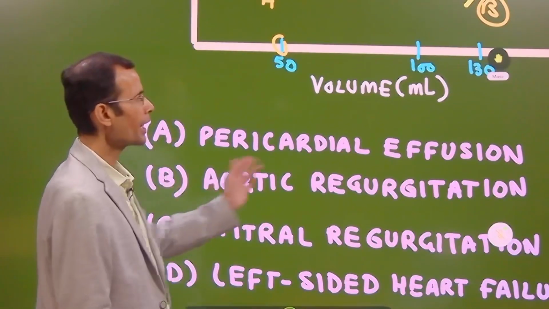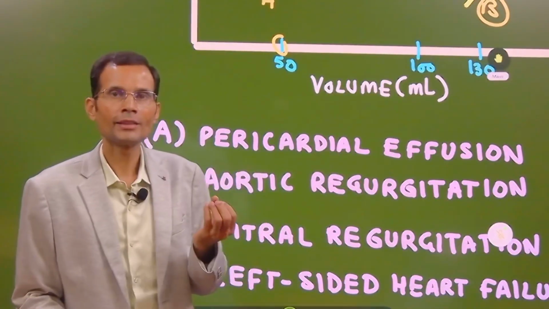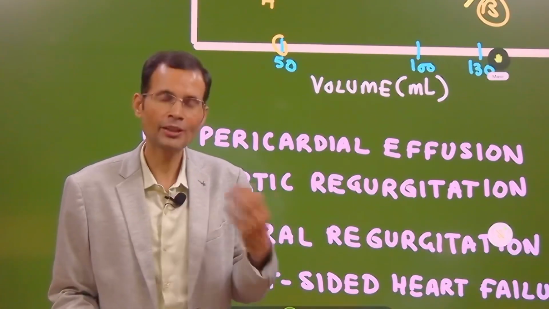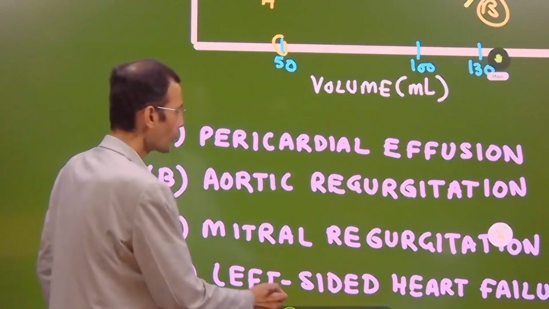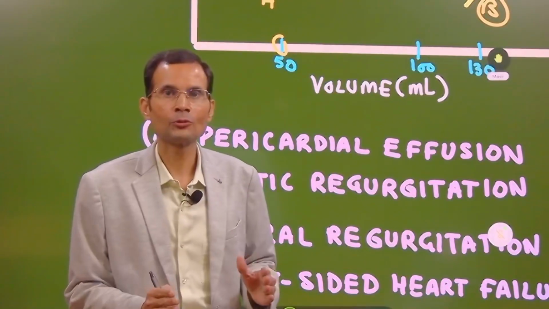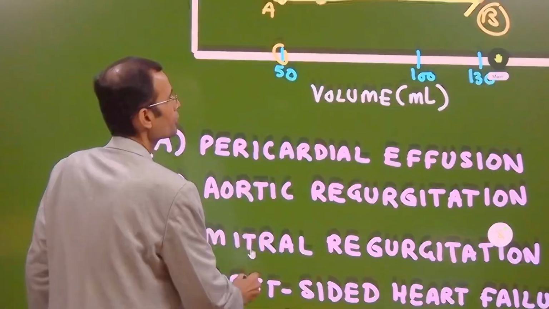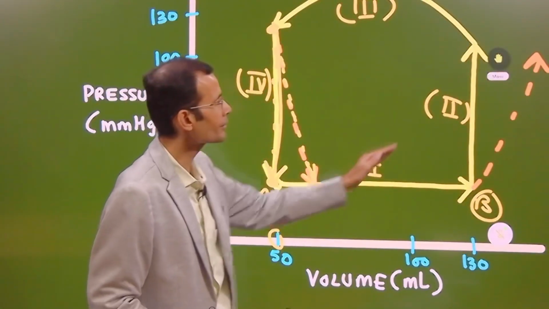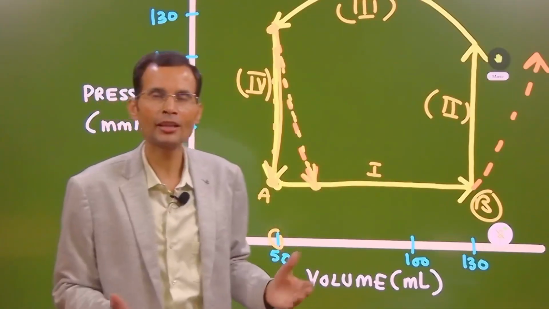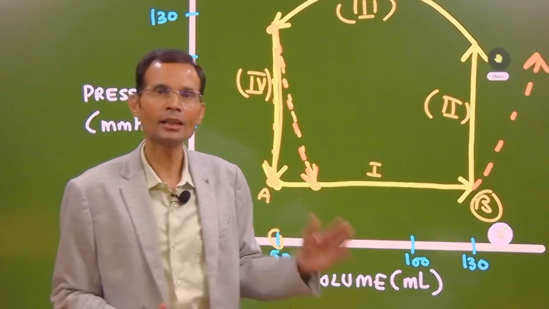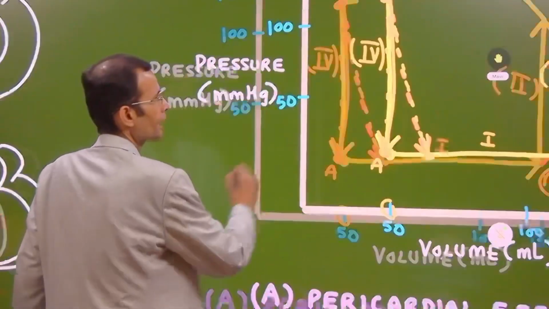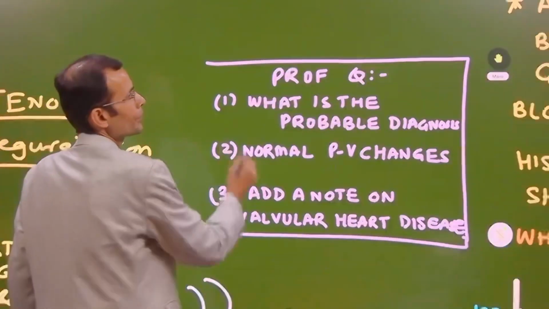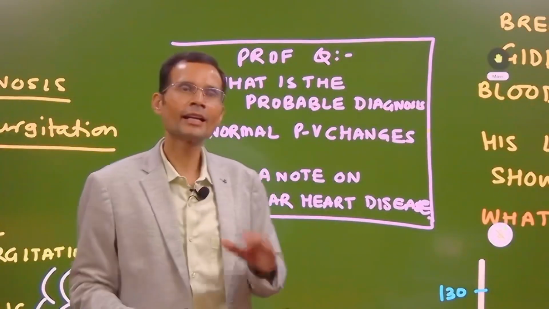For example, pericardial effusion. Then there will be problem with the expansion of the left ventricle or ventricles. And because of that problem, phase of filling will be greatly affected. So if you see this line, which is the phase of filling, if it is going up or deviated, then you can say it's pericardial effusion. Anyways, that we'll discuss in some other case. But that was the MCQ with its answer and explanation.